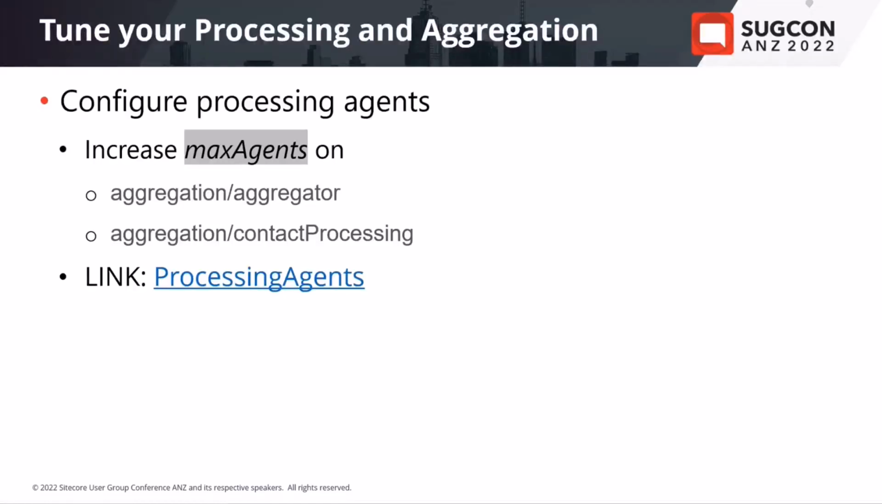So what you can actually do is configure the processing agents. Now, in this case, I mentioned the increase of the max agents. That link there will go to the documentation on this. There are 2 aggregators that we would look at, the aggregator and the contact processing aggregation as well. The documentation will mention a couple of others, which is more for history rebuilds and how you can improve the speed of that. But for general aggregation on your website, these are the 2 that you want to look at. And as I mentioned, you can look at the documentation through that link.